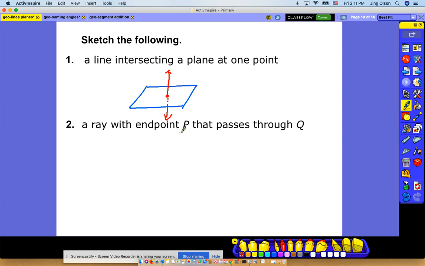A ray with endpoint P that passes through Q. So we're talking about a ray with endpoint P that passes through Q. This one is the description of that. So this is all for 2.1.